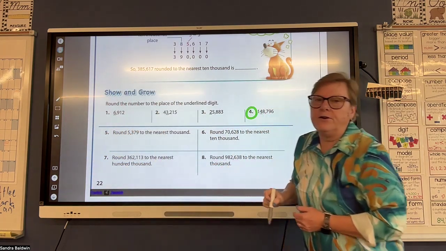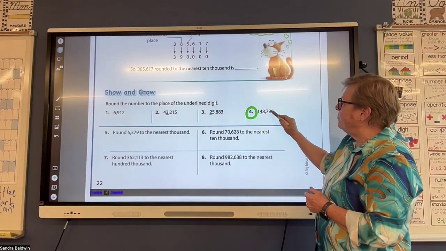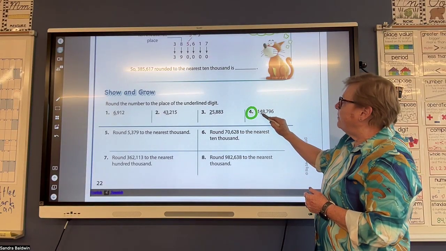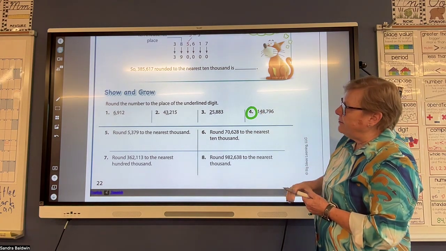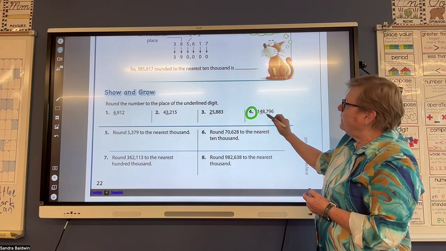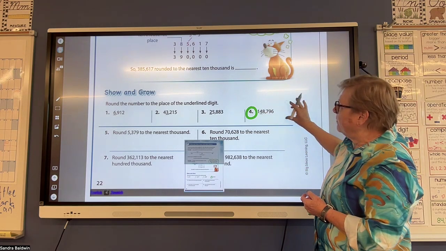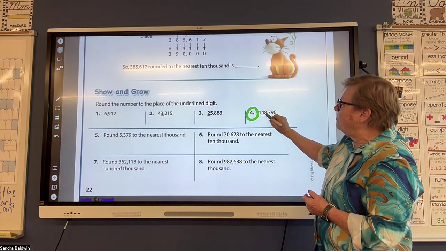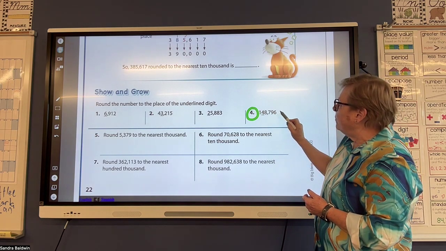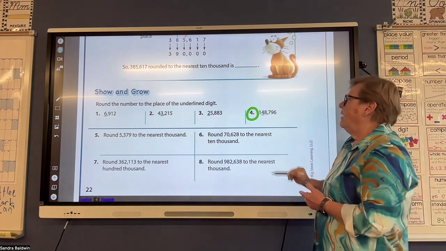The first thing we need to do is see what our place values are. We have ones, tens, hundreds, thousands, 10,000s, 100,000s. Then we have to look at what place is underlined. The digit 4 is underlined. So try to make that a little bit bigger. So that is what I'm rounding to. I am rounding to the ones, tens, hundreds, thousands, the 10,000s.